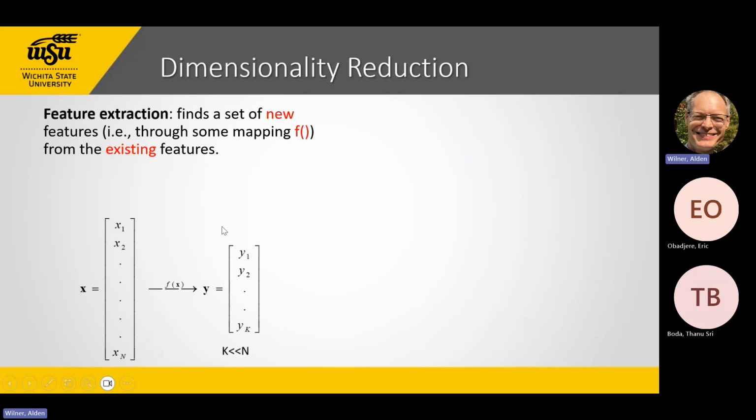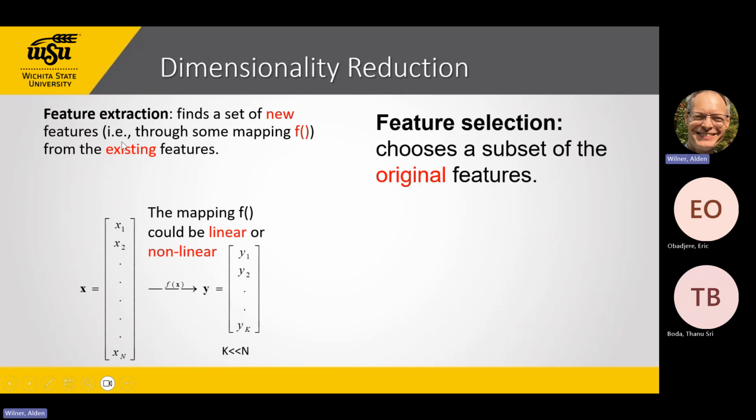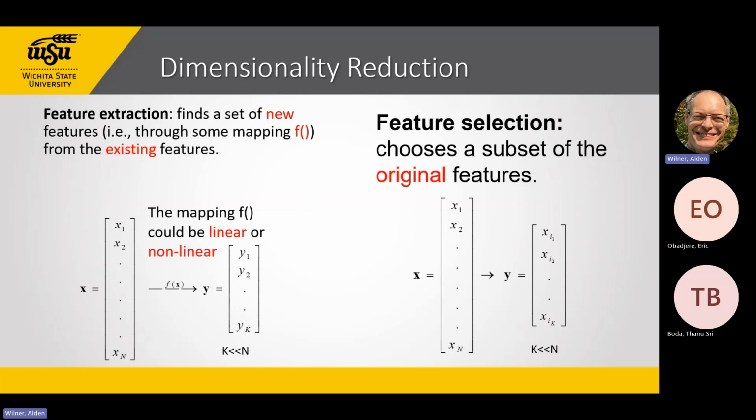Now, in dimensionality reduction, we got two ways to do it. We talked about feature extraction, where we're finding a set of new features, which is what we're going to do in PCA, where we find a new set through some mapping from the existing features. We've also done feature selection in the past. We did 2 whole lectures on that, where we basically have our variables x1 through xn, and we do some transformation where we basically throw away some of the features and pick a subset of the features, right?